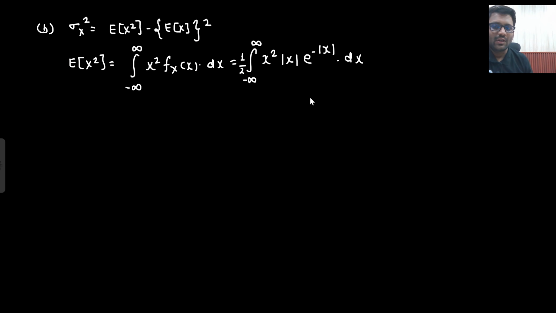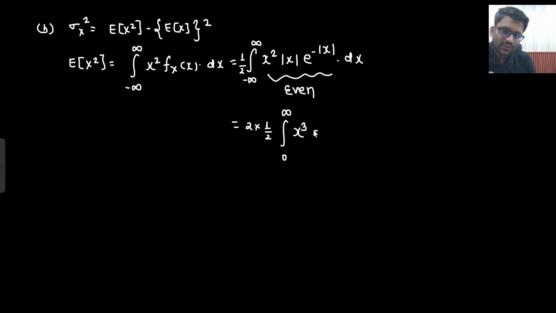Is that okay for you? Now you know that this is an even function, because in place of x, if you put minus x, you are getting the same expression. So if it is an even function, can I write it down in this manner? 0 to infinity x cube e to the power minus x dx. Did you understand this point?